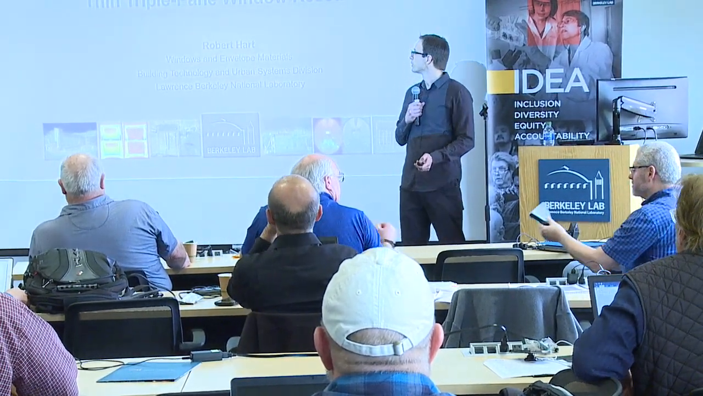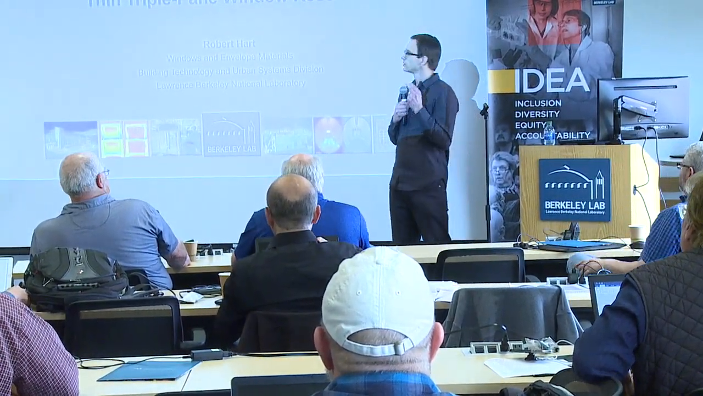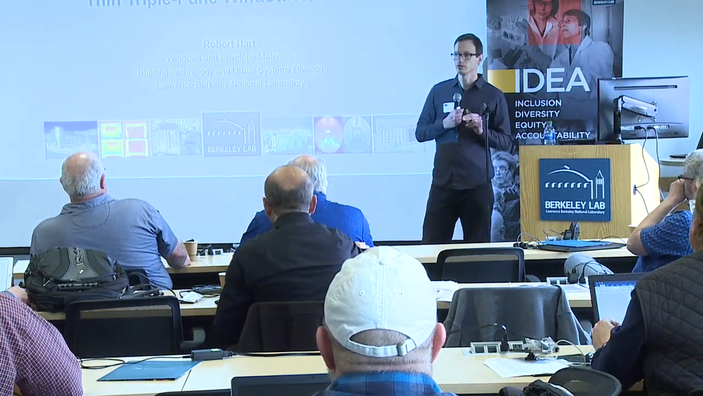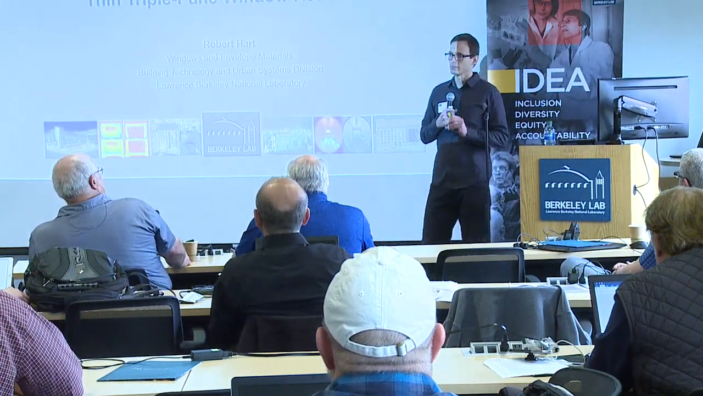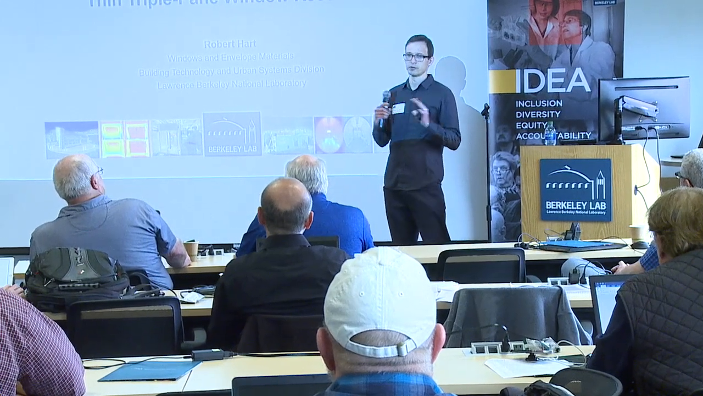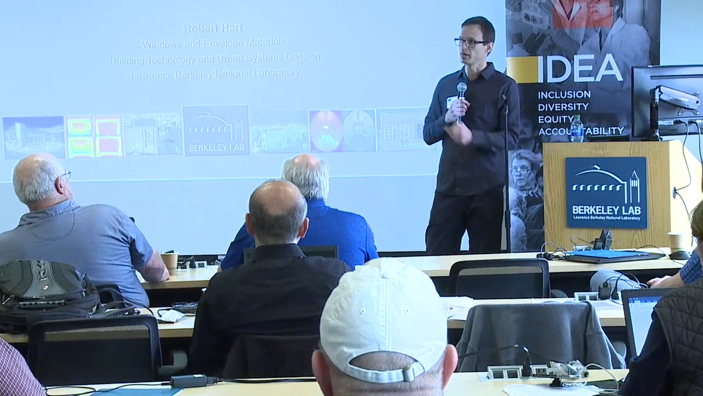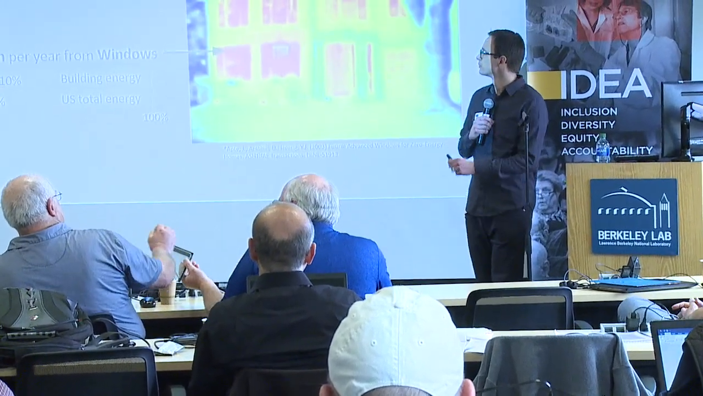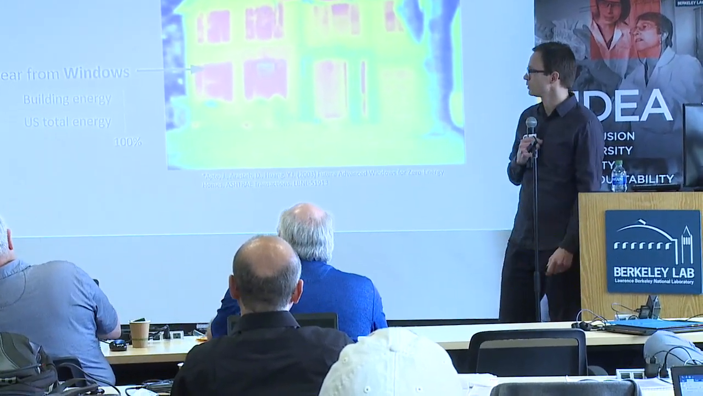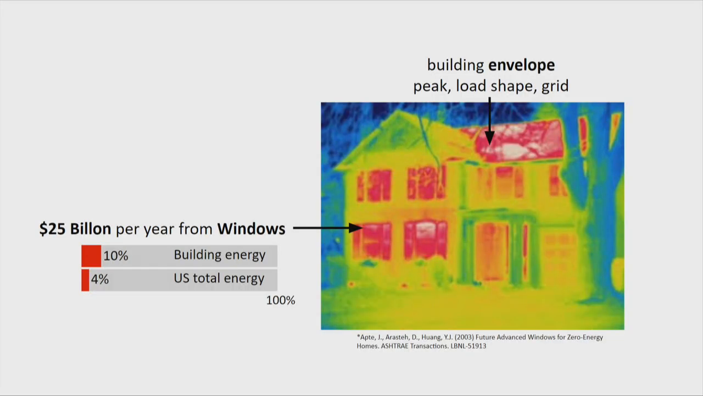So don't do that. What I'm going to talk about is thin triple window research that we're doing here in the Windows group. Most of this I'm going to focus on why we're doing research on Windows, period. A little bit at the end I'll focus on why it's thin triple. So Windows in general, $25 billion a year through Windows in the US. It's about 4% of the total US energy going basically out the windows. This is a big problem, and we need to find a solution, or at least to make this a little bit better.